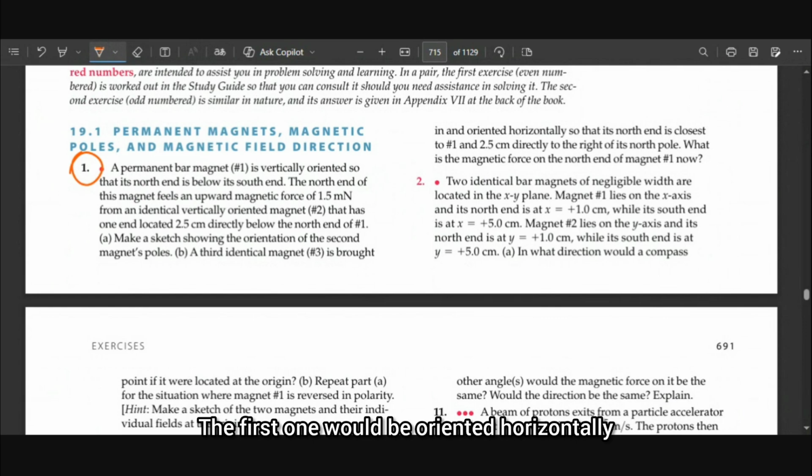The first one would be oriented horizontally above both of them. Both. The first what? One. Let me just see this once.